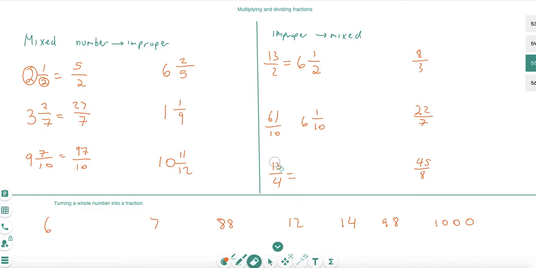I'm going to change this one to 15 over 4. How many 4's go into 15? 3. 4 times 3 is 12, which is a remainder of 3 from 15. Your denominator stays the same. So you can do those ones by yourself.